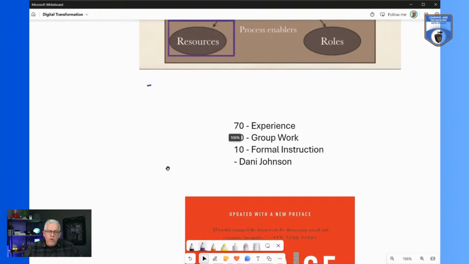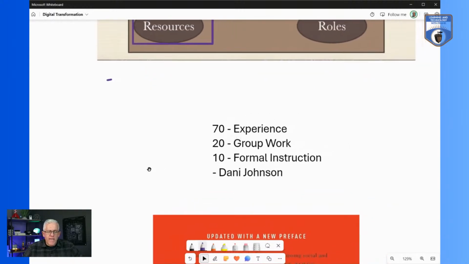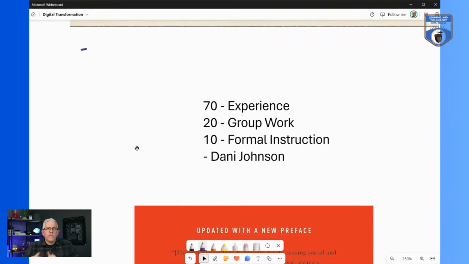So when we talk about our learning, this is by Danny Johnson. We can talk about 70% of our learning, and these are not scientific numbers, it's just to give you a sense of ratio. 70% of our learning is through experience.